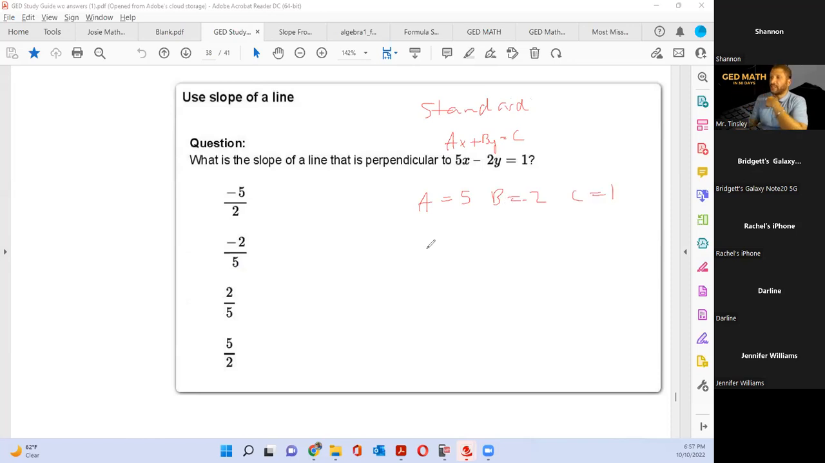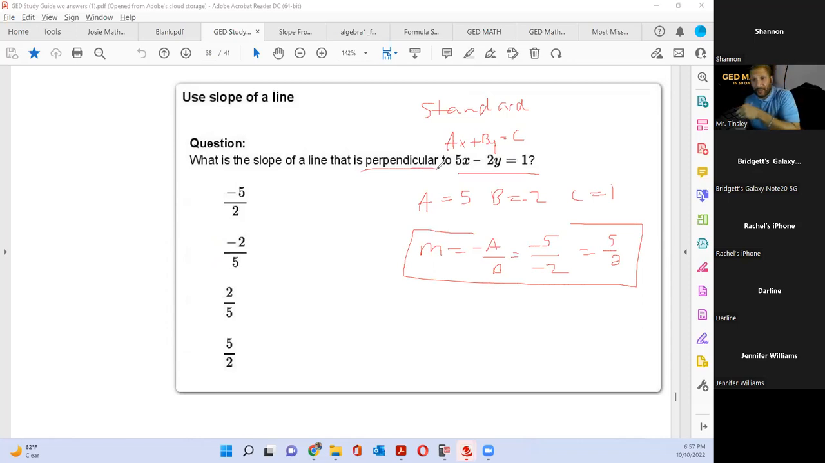To find the slope of this line will be -A over B. A is 5, -A is -5. B is -2. Two negatives make a positive. So I know my slope of this line is 5/2. But they want to know the slope of the perpendicular.